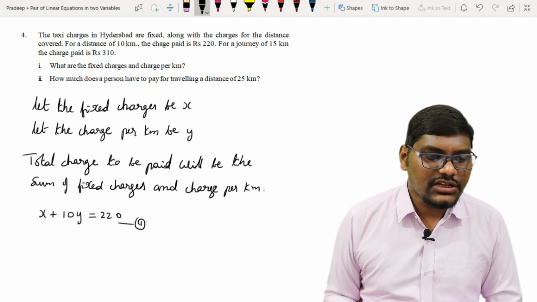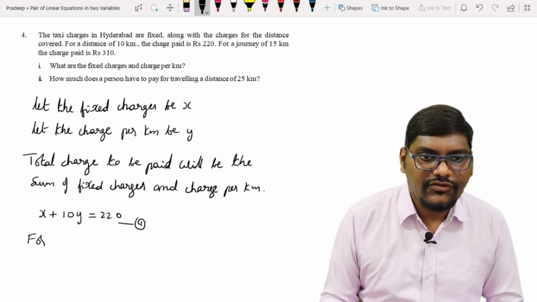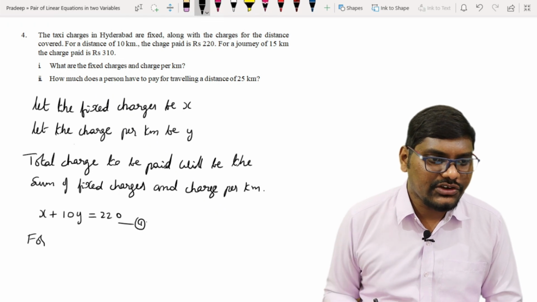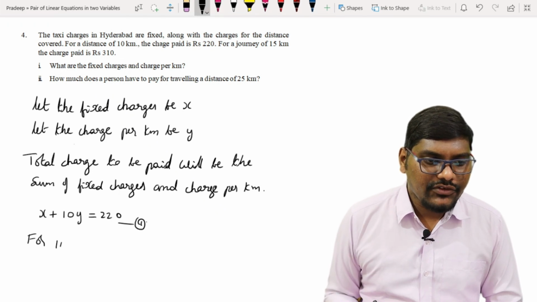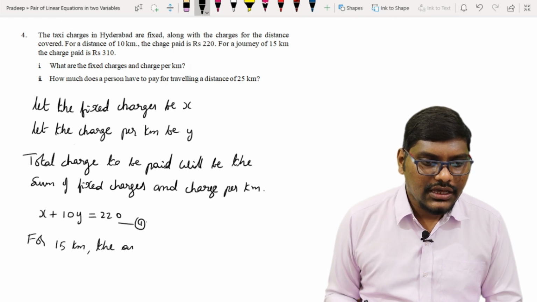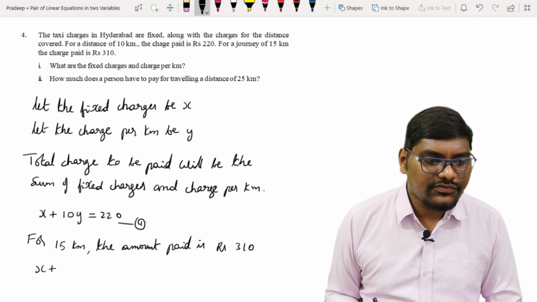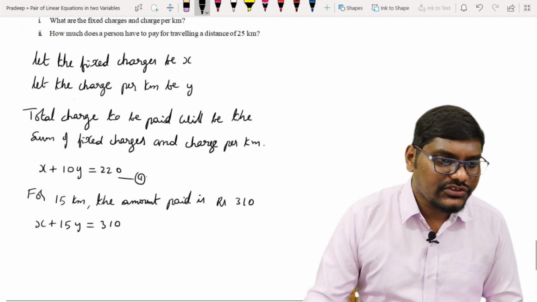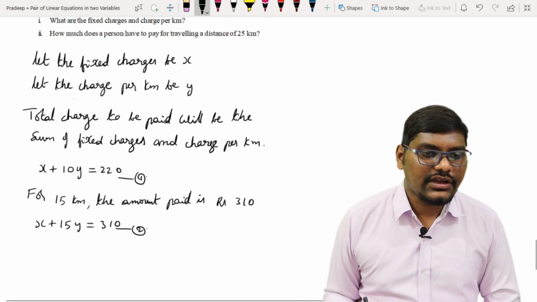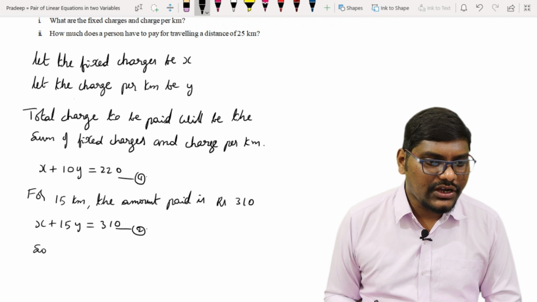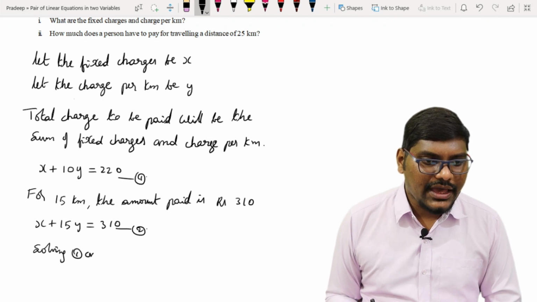We'll write the second equation also. Here for 15 kilometers the charge they have taken is 310. So for 15 kilometers I can write the amount paid, how much it was? Amount paid is rupees 310. So I can write this as x plus 15y equal to 310. So we got two equations here. By solving these two equations we can easily get the x and y values. So I can write, solving 1 and 2.